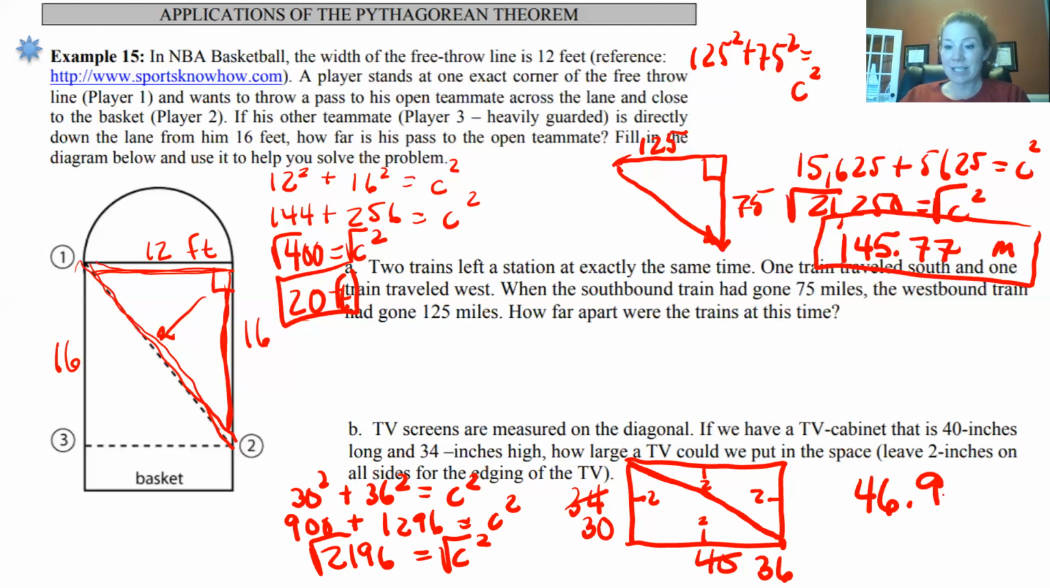And we got 46.86. So you have to have a TV less than about 46.9 inches on the diagonal. And I don't even know what the dimensions are. What are the dimensions of TVs? Are they every 6 inches? I don't even know. But anyway, that's the very largest right there. The diagonal couldn't be more than 46.9.